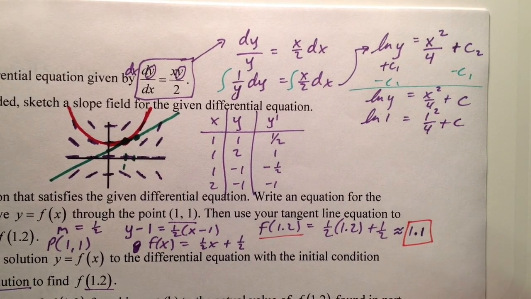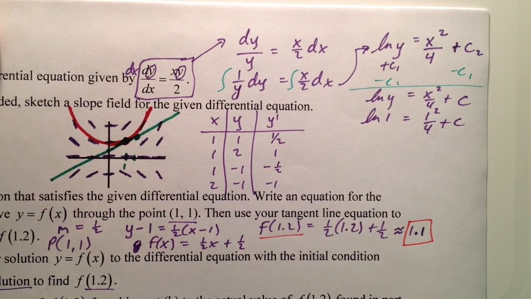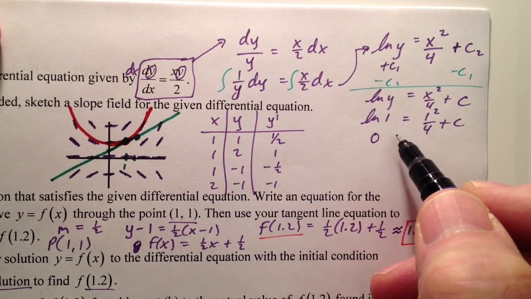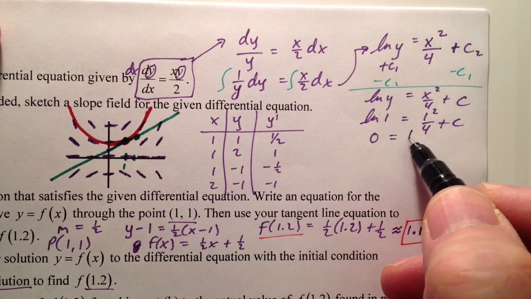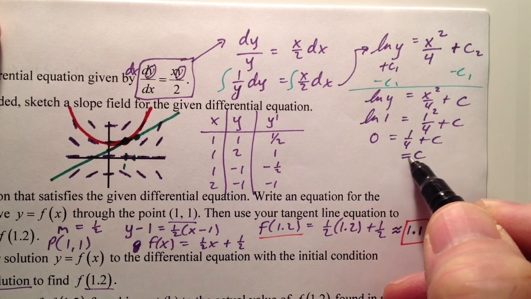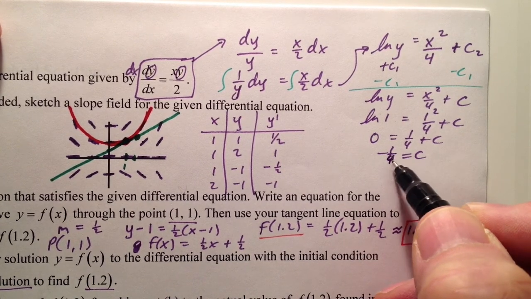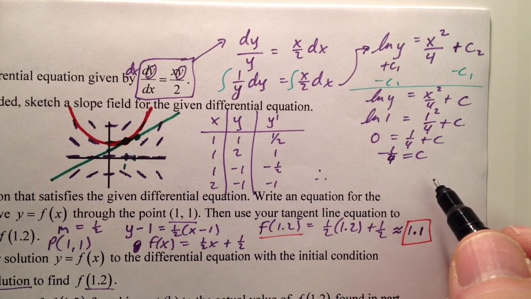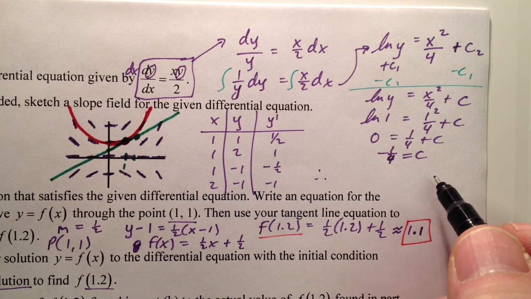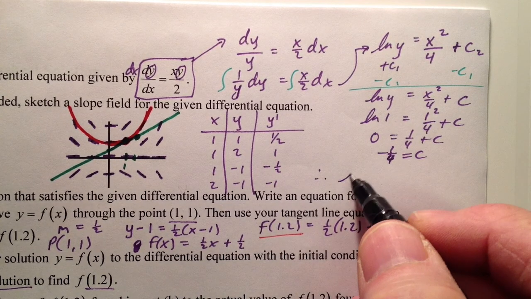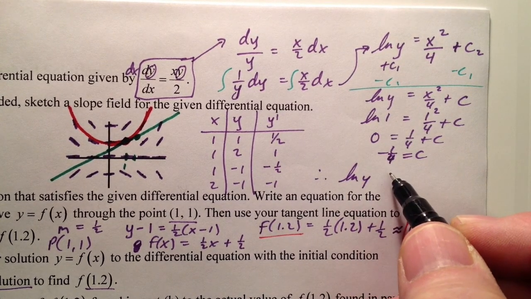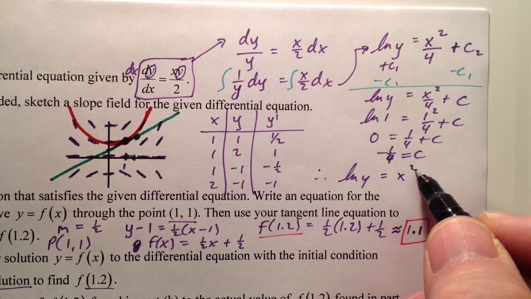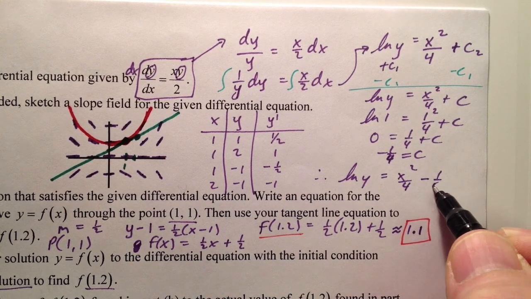So we've done this already. Okay, doing the solving the initial value problems. And you should recognize quickly that the ln of 1 is 0. And 0 is equal to 1/4 plus c. So therefore, c is equal to negative 1 over 4. Alright, so that's great. So therefore, our equation would be ln of y. Yeah, that's not going to be great, but it is our equation. ln of y equals x squared over 4 minus 1 over 4.